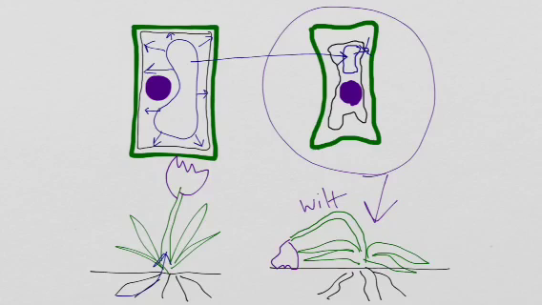Okay? We say that this pressure that the actual water pushes onto the cell membrane is called turgor pressure. Turgor pressure.